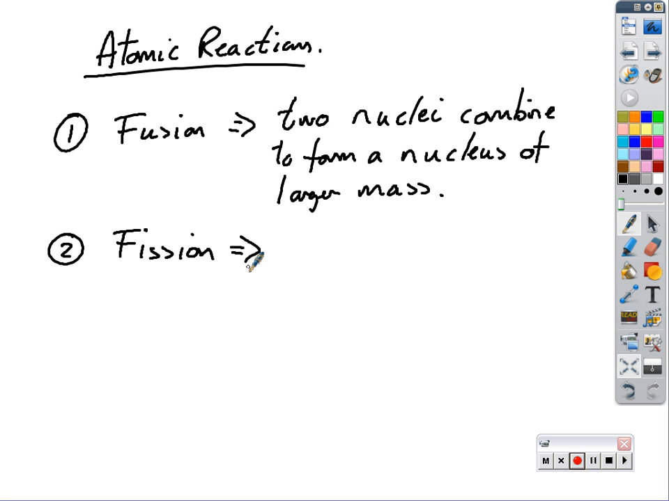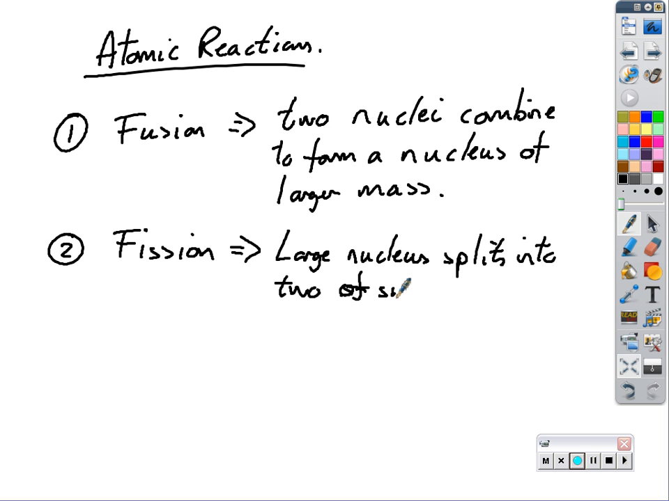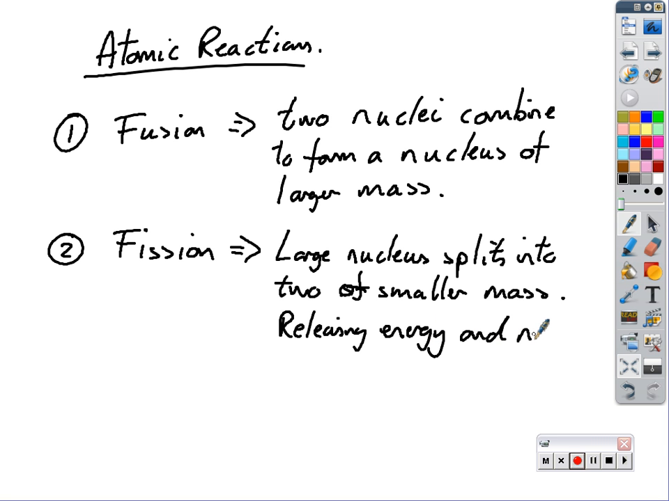So a large nucleus splits into two of smaller mass, releasing energy and normally neutrons. Okay, so fission is a large nucleus splitting up into two smaller nuclei, releasing neutrons as well as energy at the same time. Is that like a nuclear reactor? That is exactly a nuclear reactor.